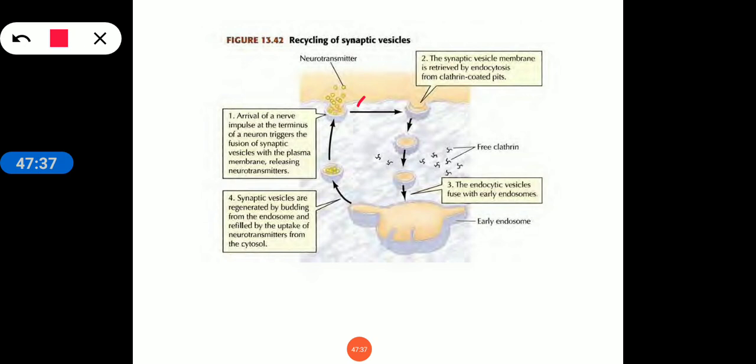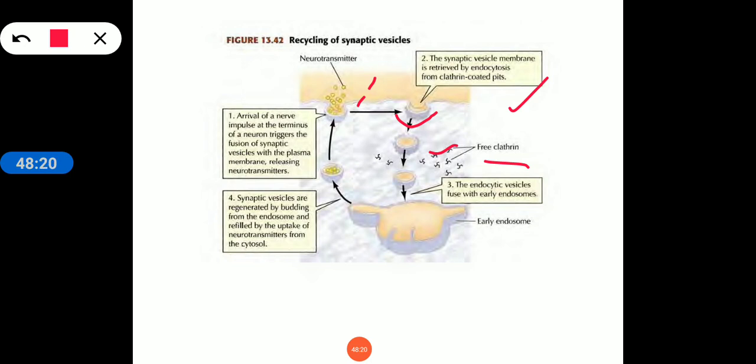The neurotransmitter of the synaptic vesicle has gone into the synaptic cleft, but the membrane of the synaptic vesicle is retrieved by endocytosis from clathrin coated pits. In the clathrin coated pits, receptors are present, and the synaptic vesicle membrane binds with them, and this synaptic vesicle membrane is endocytosed into the cell via these clathrin coated pits. Once inside, as we saw earlier with the LDL receptor, once these clathrin coated pits are inside the cytosol, the free clathrin gets detached from these vesicles.